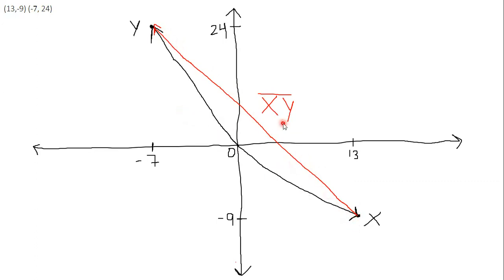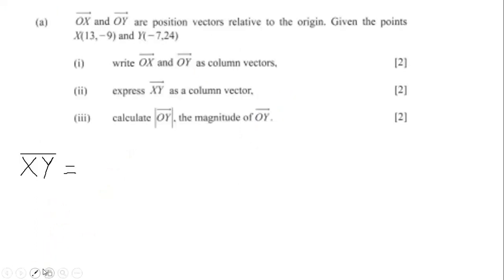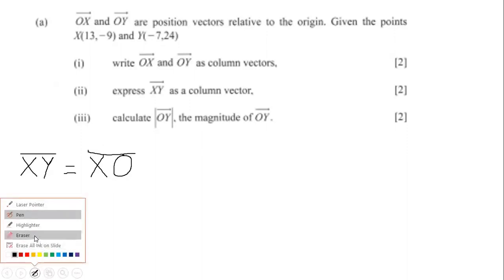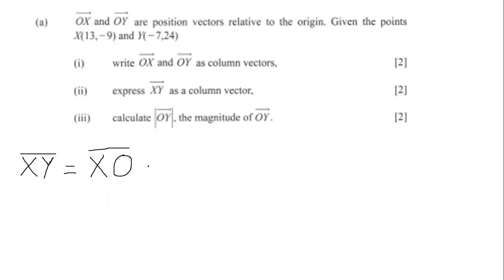In order to get XY, we must go from X to O, and then from O to Y. Again, we must start at X, go to O, and then when we reach O, we go from O to Y. Let's represent that. Again, we must start at X, go to O, and then from O to Y. And that's how we're going to get the vector XY.